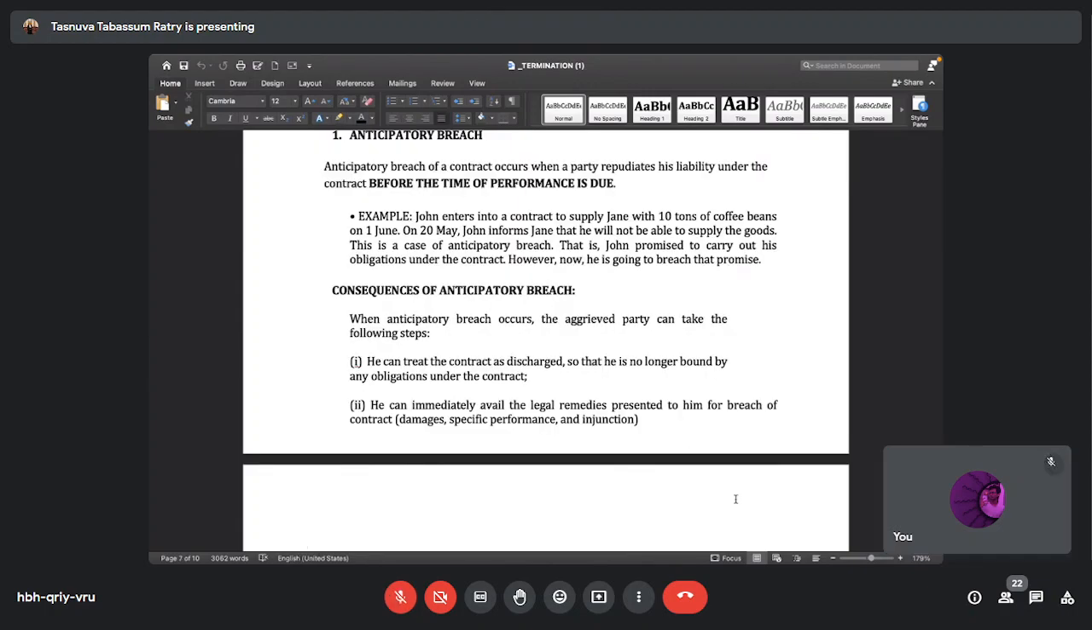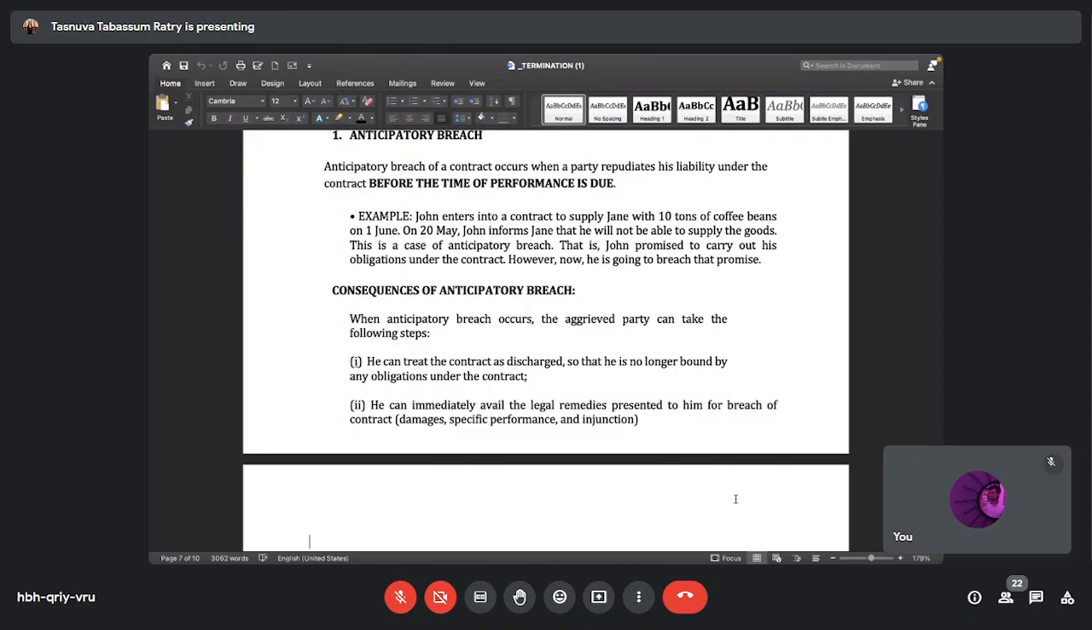In terms of consequences of anticipatory breach, as we know, when a contract is breached, the aggrieved party, the party who has been suffering from the breach, can usually discharge the contract, which means that they're no longer bound by any obligations under the contract. If the seller has breached the contract, then as a buyer, I will also not be liable to pay. So there's no obligation from the side of the aggrieved party. They are discharged from all their obligations, naturally, because the contract has been terminated.